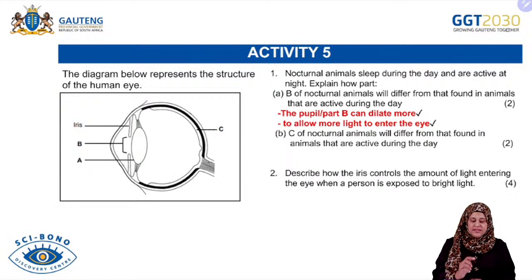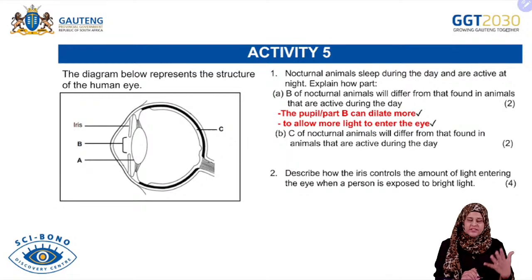part B of nocturnal animals, and part B is the pupil, will differ from that of animals who are active during the day. Now, if you are active at night, you need to see more clearly at night because there's no sunlight. That will explain why the pupil, or part B, will have to dilate more to allow more light to enter. Because it says explain, there are 2 ticks there for 2 marks. So you don't just say the pupil can dilate or become bigger. You need to explain why the pupil becomes bigger to allow more light to enter the eye.